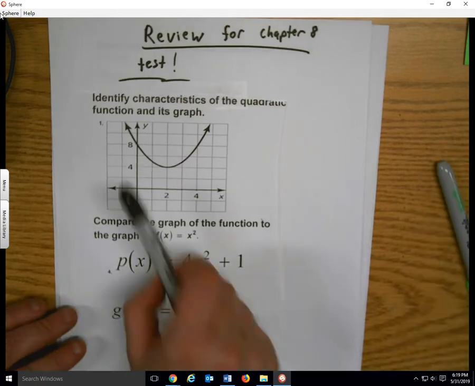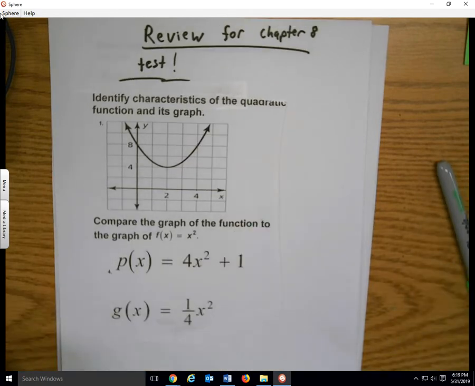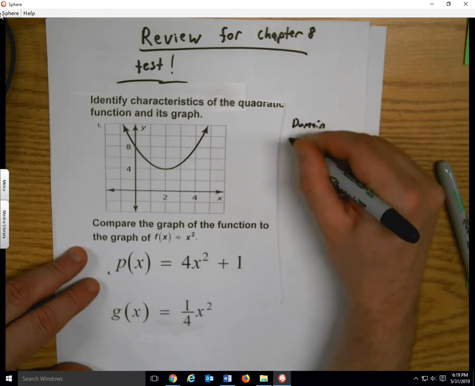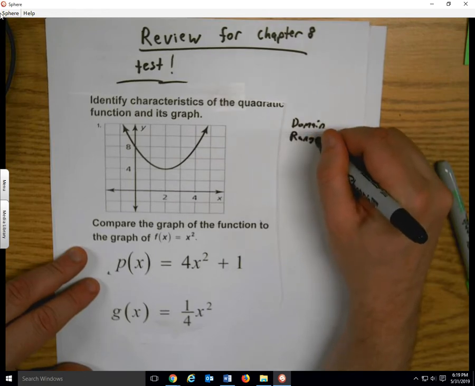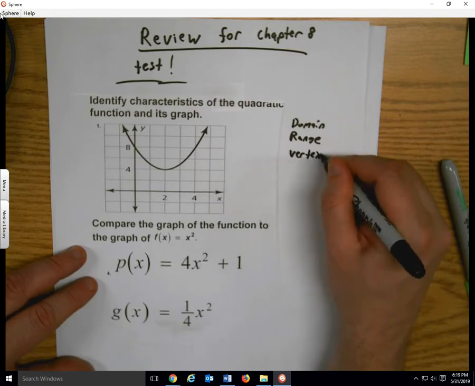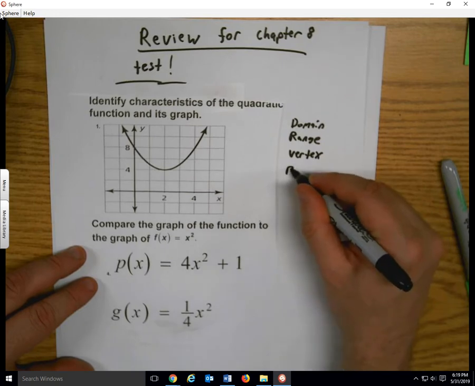So identify the characteristics of the quadratic function and its graph. When it's asking for the characteristics, it's really asking for four things. It's asking for the domain, the range, the vertex, and then is it positive or negative?